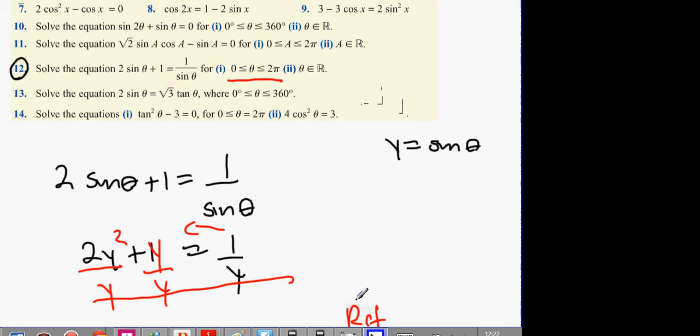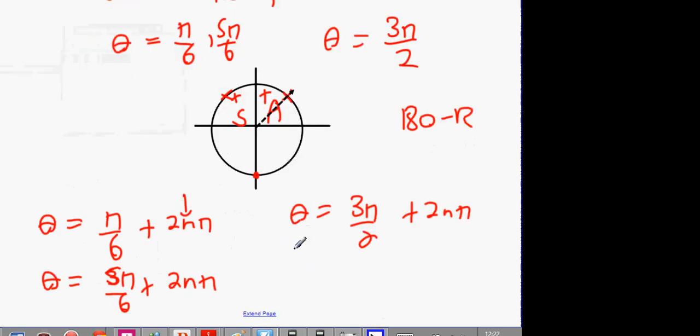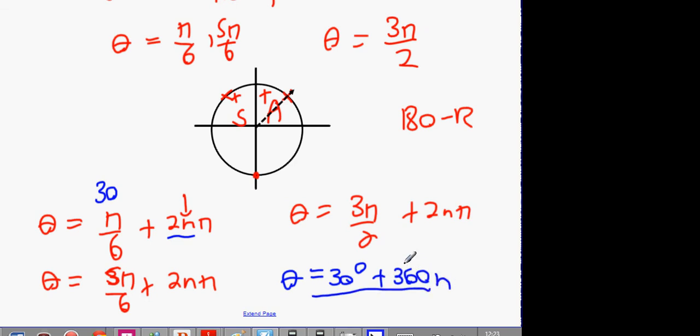Another way of using degrees. This answer was in degrees, okay? It asked me specifically for radians, but this answer was in degrees. This here is 30 degrees. This here, 2 pi represents 360, so it's actually 360 times n. That's the answer in degrees mode, so you can see that the n is the number of revolutions, so that keeps adding on to your answer.